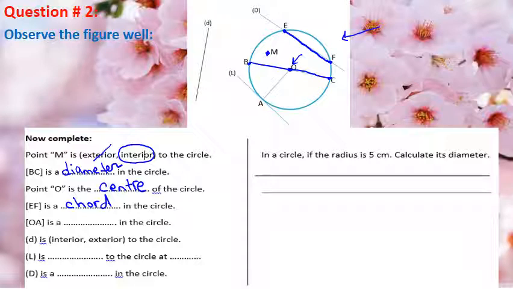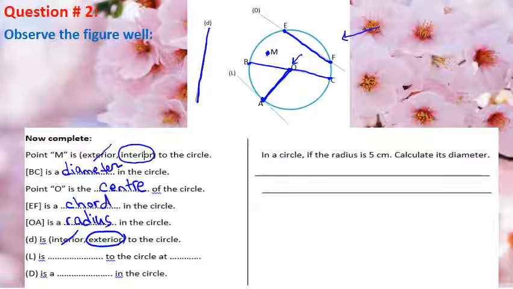Now OA, if we look at segment OA, it is a line from the center of the circle cutting the circumference in 1 point. So OA is a radius in the circle. Now line D, if we look at this line D, is it interior to the circle or exterior to the circle? Line D is outside the circle, so it is exterior to the circle and not interior, because exterior means outside.